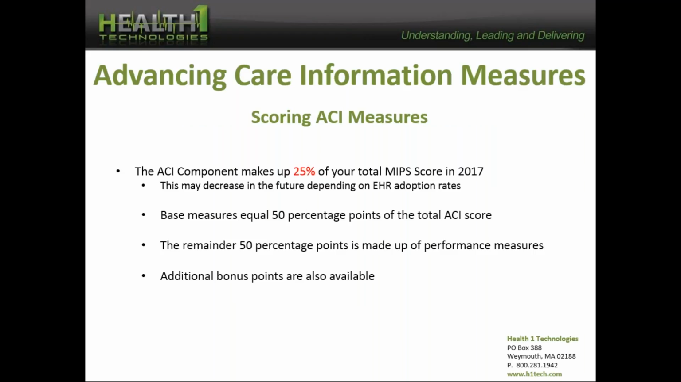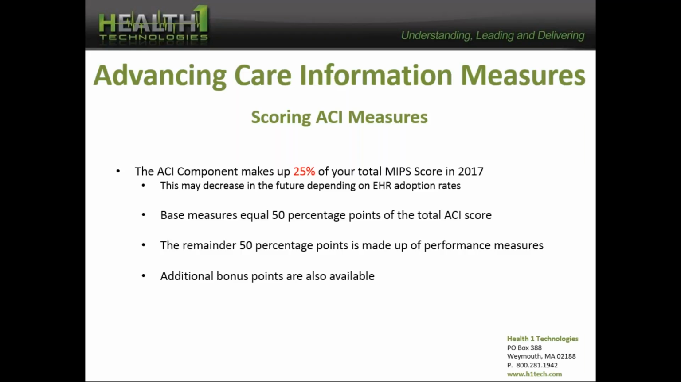Now we're going to talk about the scoring of the measures. So again, 25% of your total MIPS score is ACI, unless you meet one of those exceptions we talked about earlier. The most important component is the base measure, and that's going to equal 50% of your score. The reason CMS did this is they wanted to make it not an all or nothing. They wanted to provide flexibility for people, but they also wanted to make sure that people were still engaged in the technology product or program.